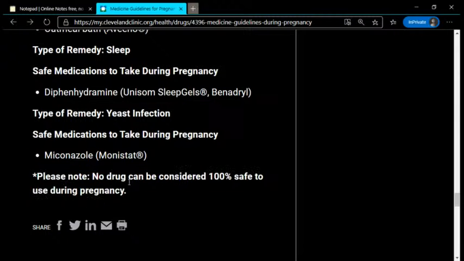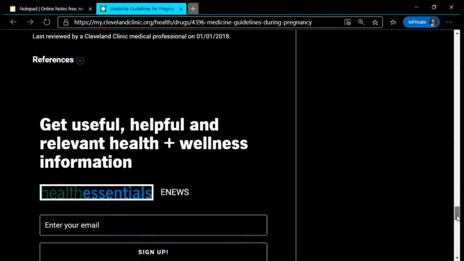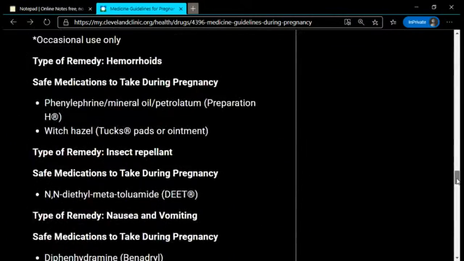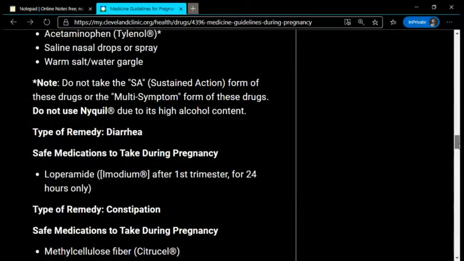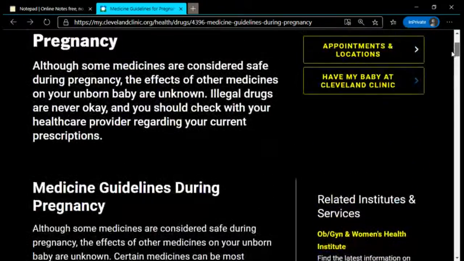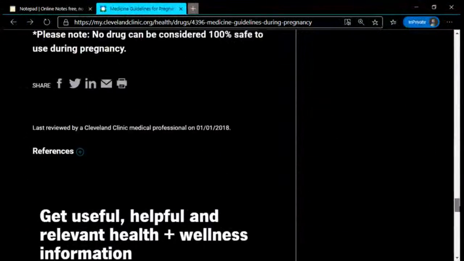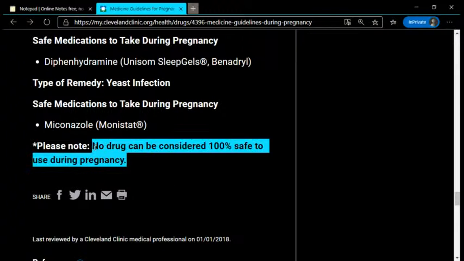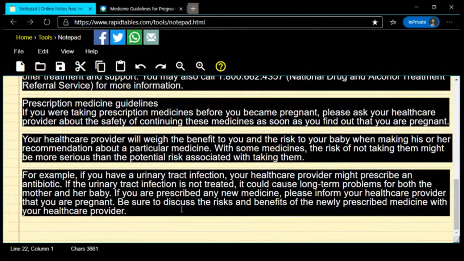No drug can, of course, be considered 100% safe to use during pregnancy. But these are the most important drugs that are safe to be taken during pregnancy. We can add this note to the paragraph here.